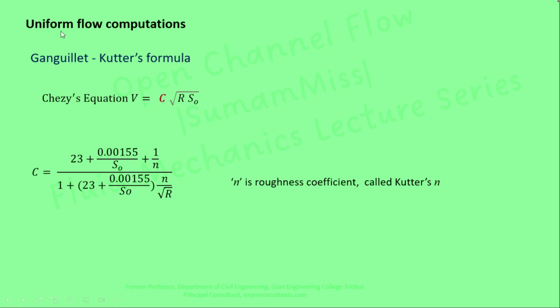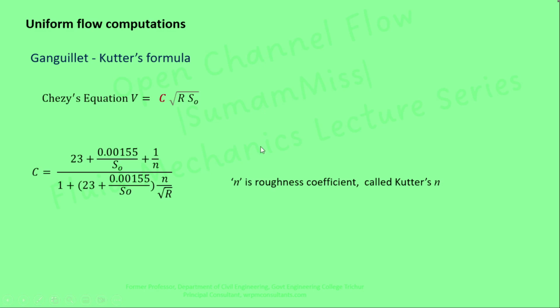Another equation used for the computation of velocity is Ganguillet-Kutter's formula. In this equation, they use the same equation, v equals C into root of R into S0, but C is defined by Kutter's constant, equal to 23 plus 0.00155 by S0 plus 1 by n, divided by 1 plus this term multiplied by n divided by root R, where R is the hydraulic radius and n is the roughness coefficient, called Kutter's n. By replacing C in terms of this constant, that equation is called Ganguillet-Kutter's formula. Based on that, we can find the velocity, and multiplied with the cross-sectional area of the channel it gives the discharge in uniform flow conditions.